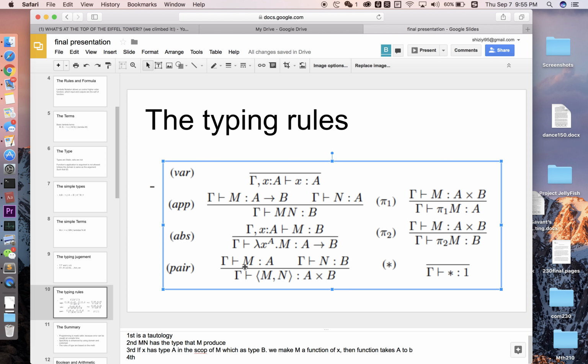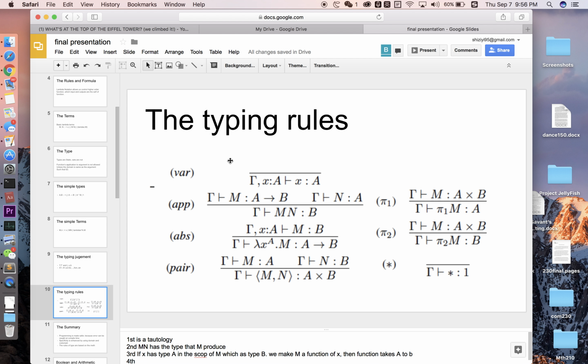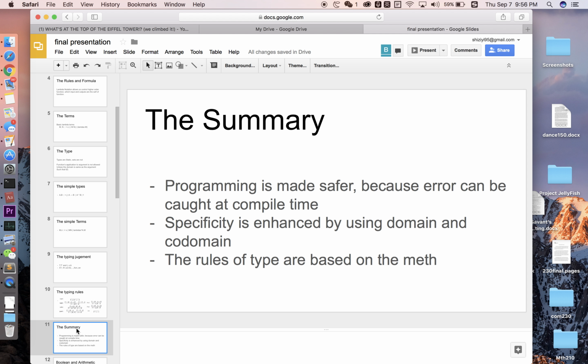And the fourth is: if M has type A and N has type B, then the pair M, N has type A times B. This one is a little more complicated, but I hope you get the sense. If you don't understand, you can refer to the book, page 261. And if not, I can't help it.